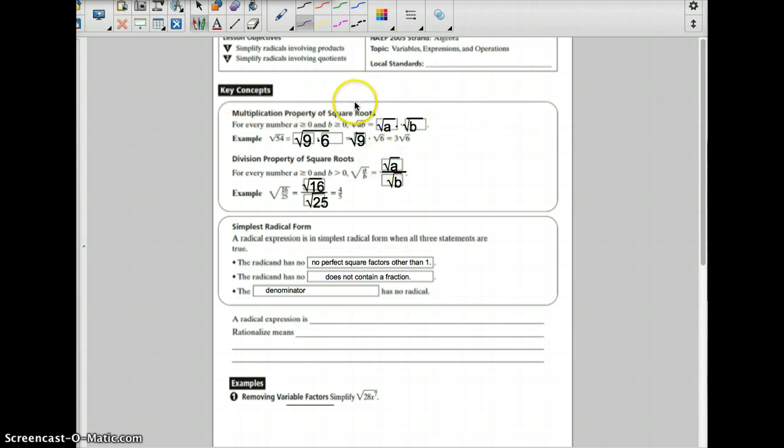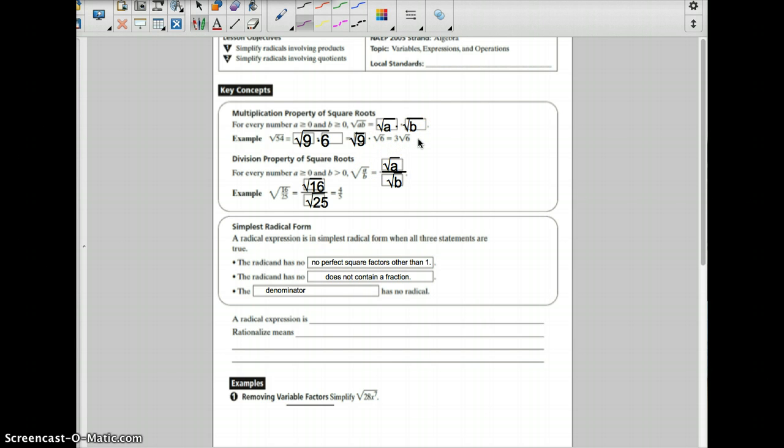Our multiplication property of square roots tells us that as long as a and b are greater than 0, so they're positive numbers, the square root of a times b equals the square root of a times the square root of b. For example, if we had the square root of 54, 54 is 9 times 6. So we could take the square root of 9 and multiply it times the square root of 6. We know the square root of 9 is 3, and the square root of 6 we would leave in simplest radical form as the square root of 6. So the square root of 54 simplified is 3 root 6.